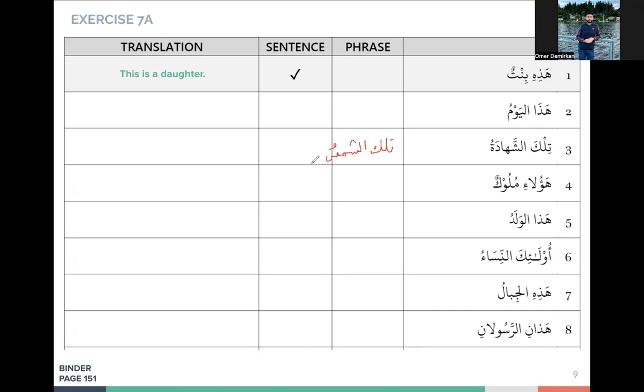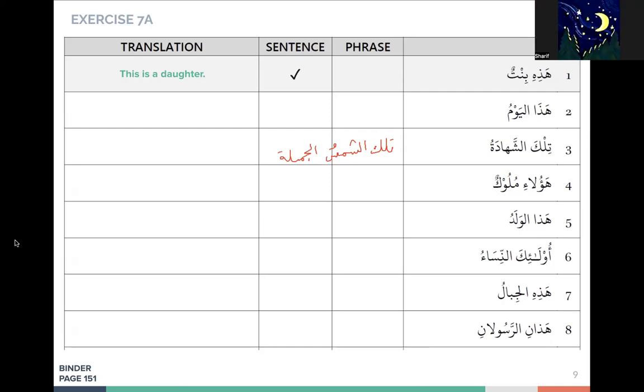تلك الشمس الجميلة. Tilka shams, are you going to have to have the al, al jamila? الجميلة, yeah. Yes, because this has to match that, right? Is that clear? Okay, yeah, understood.